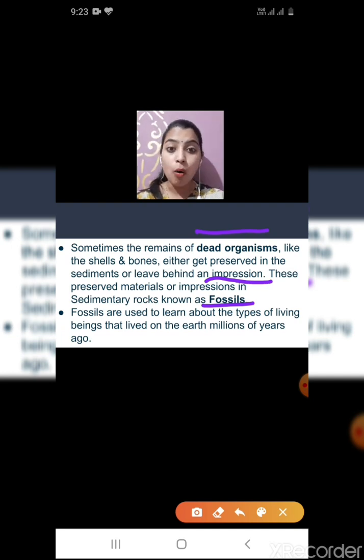extinct. But how do we come to know that once there were dinosaurs living on the earth? Because of their, what? Because of their impressions left on the rock, or we have found their bones. Only through this we come to know that there are so many extinct animals. But how do we come to know? We come to know about them through their impressions, through their bones which are left on the rock.